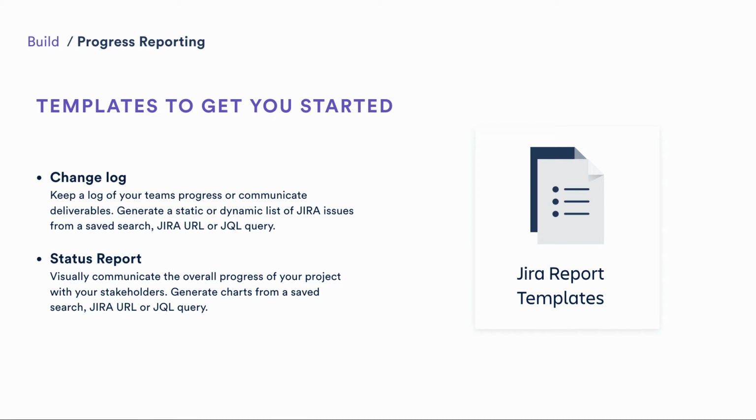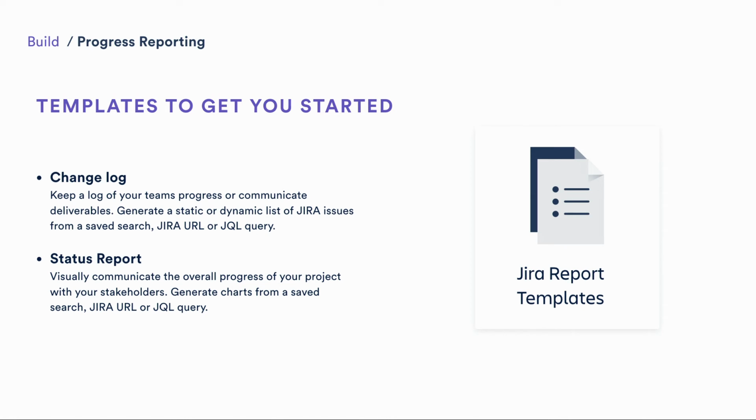Let's start with Jira reporting templates. We ship two templates out of the box, a change log and a status report, to help your teams quickly communicate something. Changelog grabs a list of Jira issues, could be a filter, a search, a project, you decide what issues you want, and displays them statically, so it captures a snapshot of their status into Confluence. So that next week, that page hasn't changed. It says during this time, this was the status of these issues.